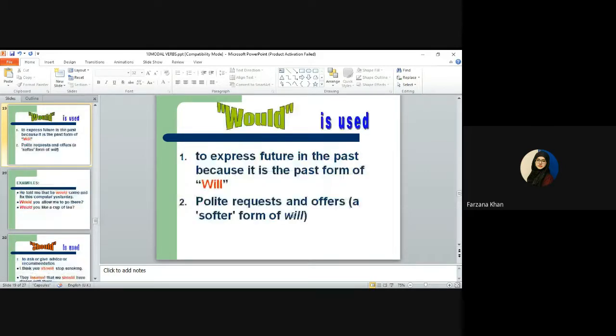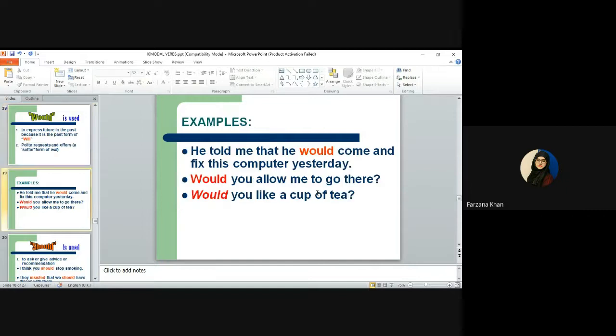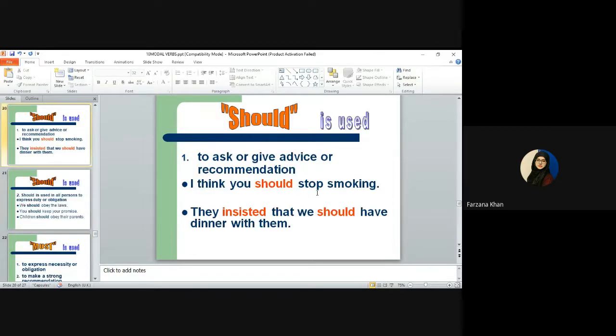So would is the past form of will. The first use of would is that it is used in place of will when we are using a past tense. It expresses the future in the past, right? The other use of would is that it is used to make polite requests, to make polite offers to other persons. You can give an offer and you can also make requests with the use of would. Well, it was all about the modal verb would. Let's move toward should.